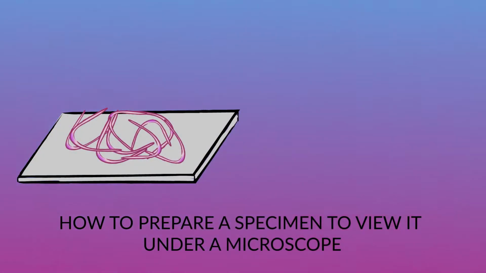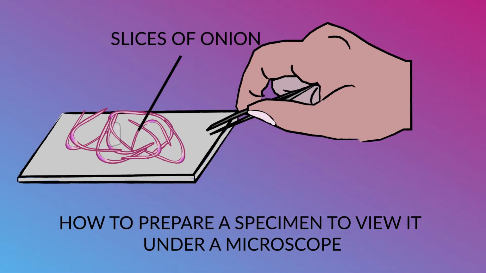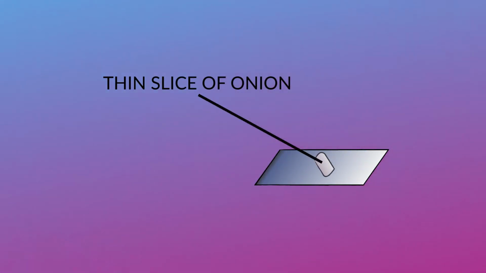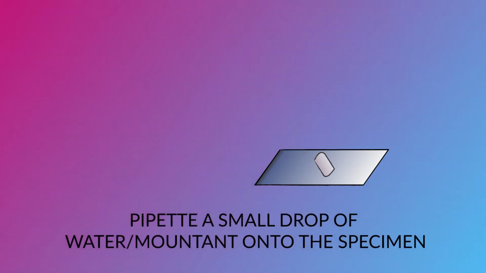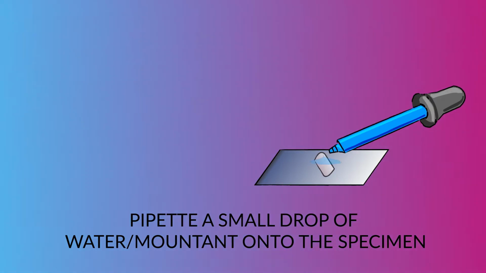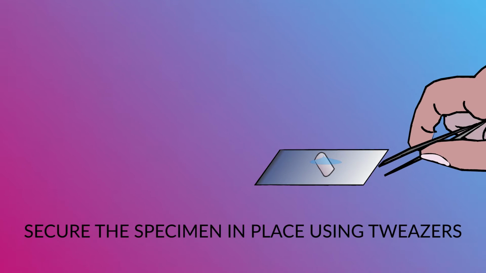You must also know how to prepare a specimen to view it under a microscope. Here's how. To allow light to shine through your specimen, you will need a small slice. Therefore, cut a thin slice of your specimen. Next, you will need to ensure your specimen stays in place on the slide. So pipette a small drop of water or mountant into the middle of the slide, securing it with tweezers.